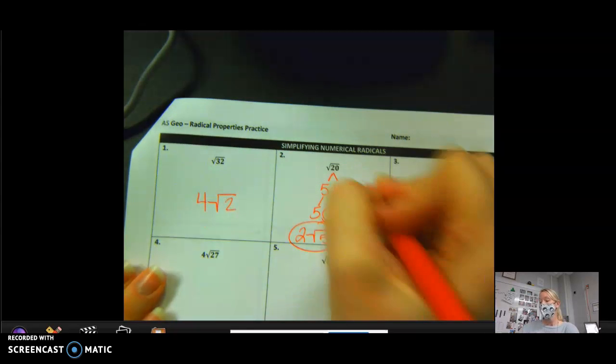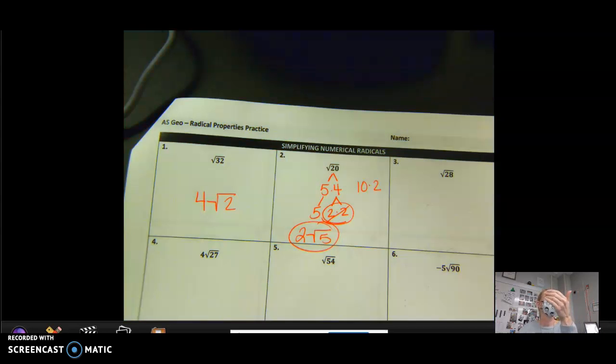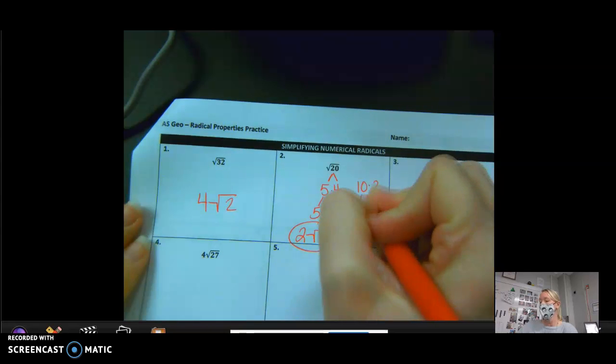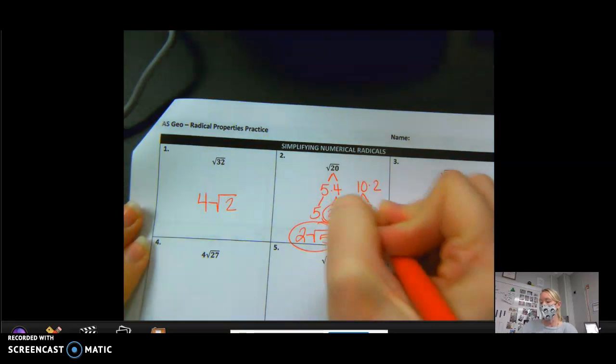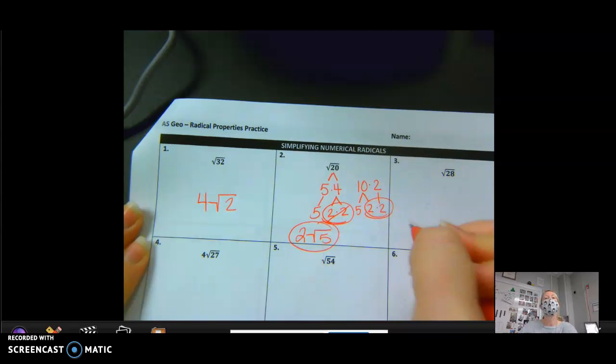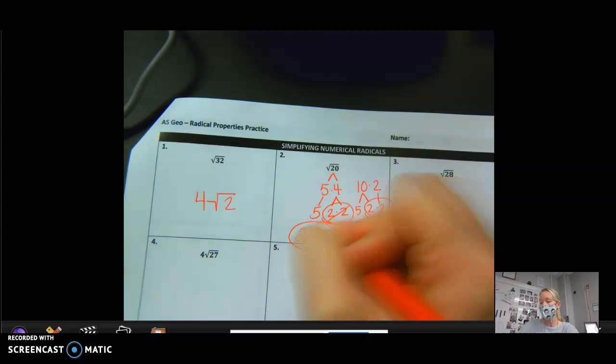Okay, so good question that I haven't brought up yet. Could I break it down differently? Yes, I could break it down into 10 times 2. 10 breaks down into 5 times 2, right? I bring down this 2. I still have a pair of 2's and I have a 5 because your prime factorization from any number, the very last row will always be the same. So you'll get the same answer. Perfect. So you'll get this answer too.